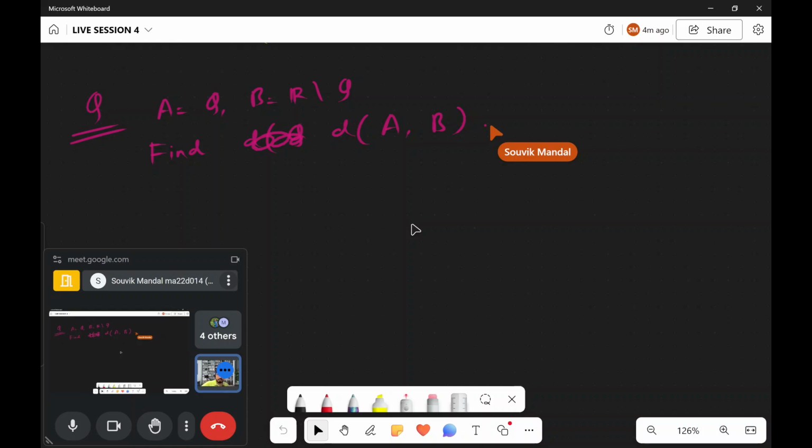Now we need to figure out the distance only using the definition. What is the definition of distance between two subsets? It is nothing but the infimum of all possible distances. So now try to figure out the infimum of all possible distances between a set of rationals and a set of irrationals. First, try to figure it out yourself.